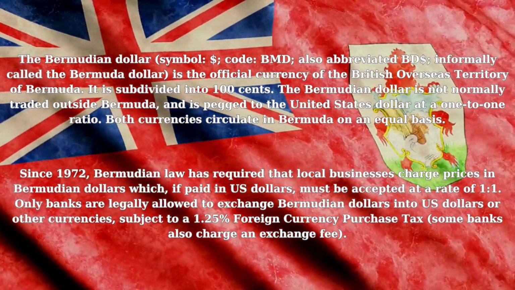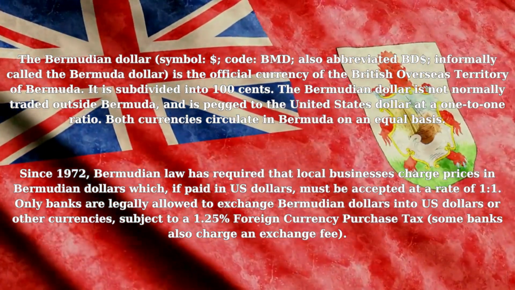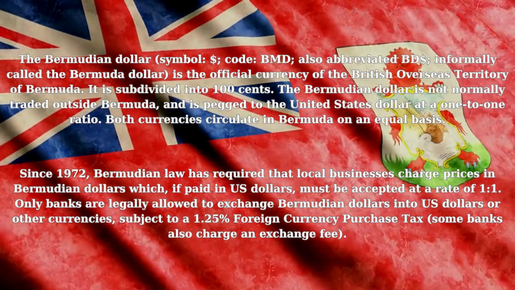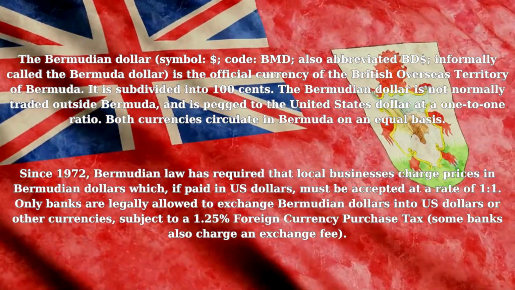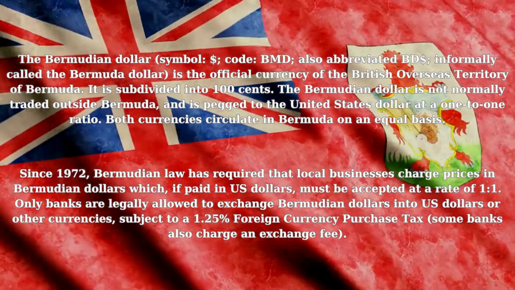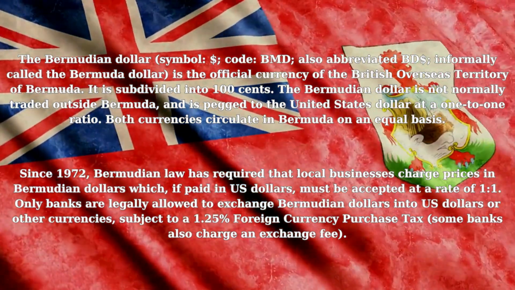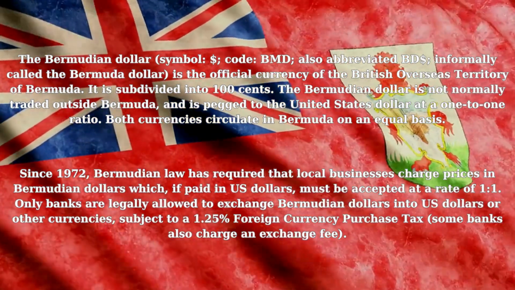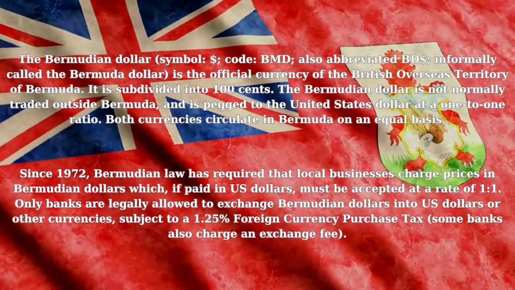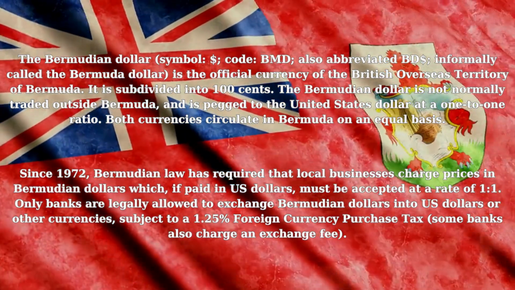The Bermudian dollar, symbol $, code BMD, also abbreviated BD$, informally called the Bermuda dollar, is the official currency of the British Overseas Territory of Bermuda. It is subdivided into 100 cents. The Bermudian dollar is not normally traded outside Bermuda, and is pegged to the United States dollar at a 1-to-1 ratio. Both currencies circulate in Bermuda on an equal basis.